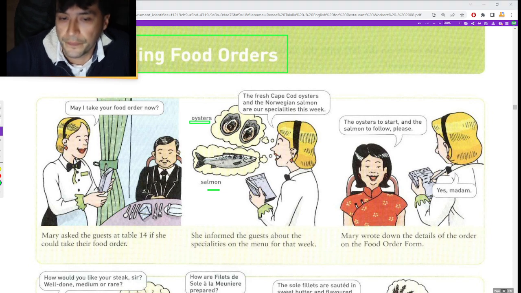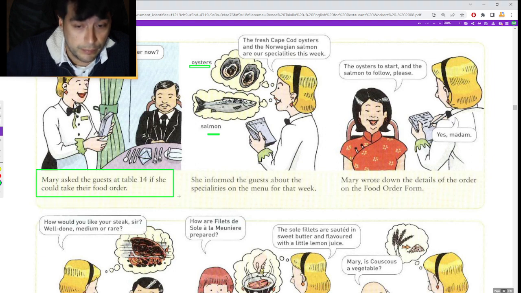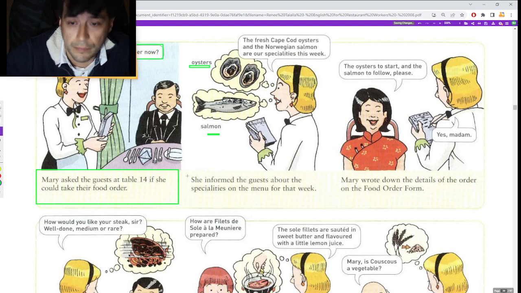Part 1. Text and dialogues. Mary asked the guests at table 14 if she could take their food order. May I take your food order now? She informed the guests about the specialties on the menu for that week. The fresh Cape Cod oysters and the Norwegian salmon are our specialities this week.